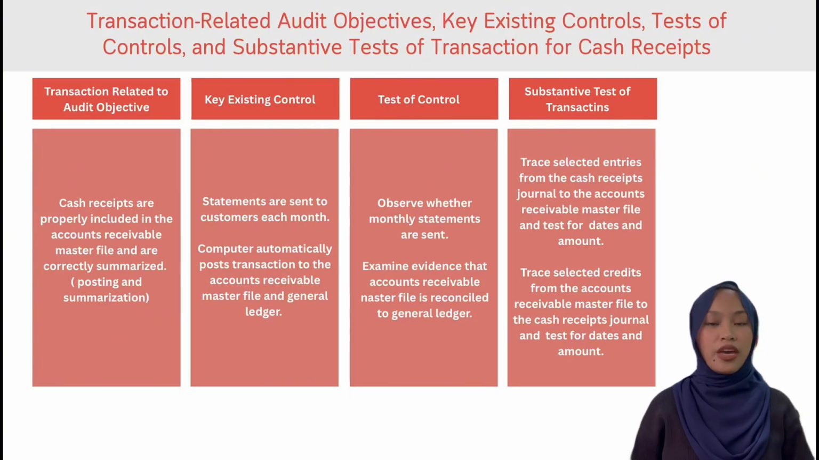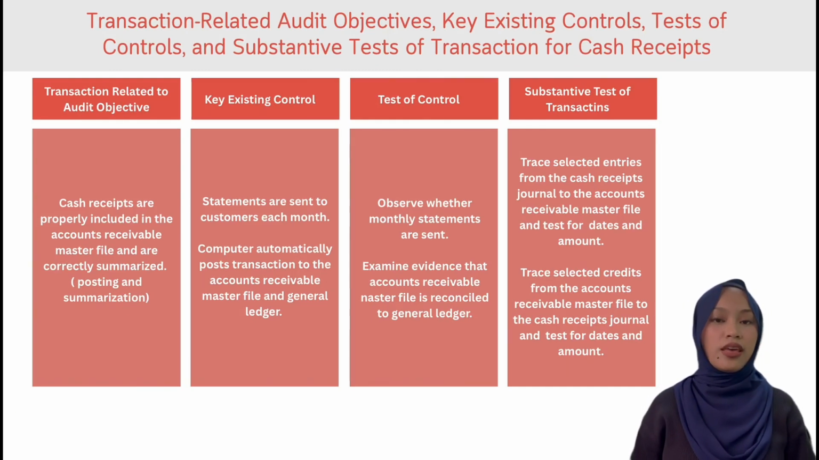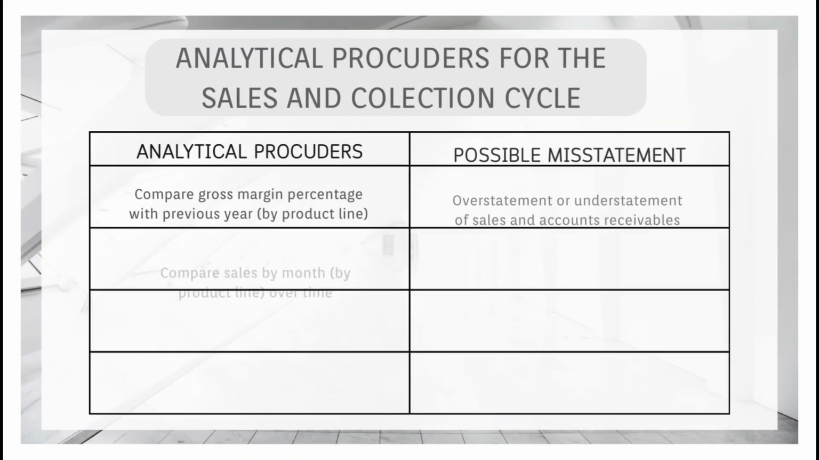For the substantive test, auditors do two things: trace entries from the cash receipt journal to the accounts receivable master file and check for accuracy in dates and amounts. Then they do the reverse, trace credits from the accounts receivable master file back to the cash receipt journal, again testing for correct dates and amounts.